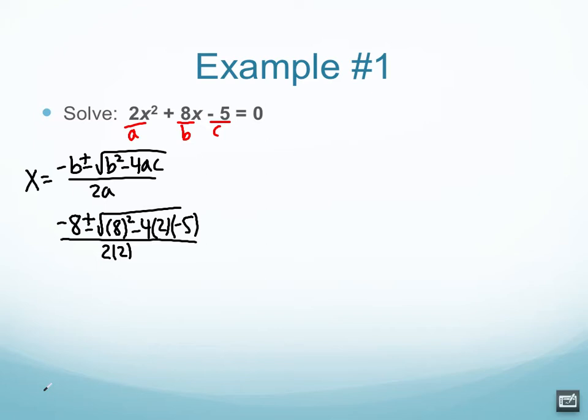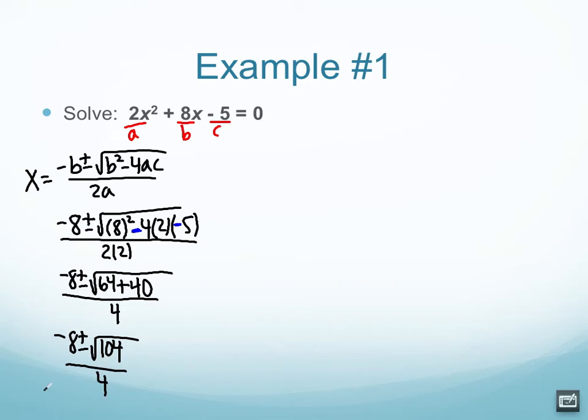I'm going to start by simplifying what's under the square root. So 8 squared is 64. 4 multiplied by 2 is 8. 8 multiplied by 5 is 40. Here's the tricky part: it becomes a positive 40. That's because we have a negative 4 and a negative 5. Negative multiplied by a negative is a positive. And everything's divisible by 4. Okay, 64 add 40 is 104.